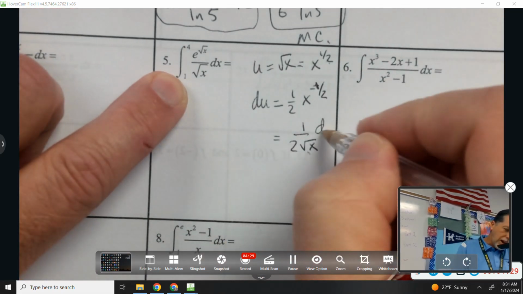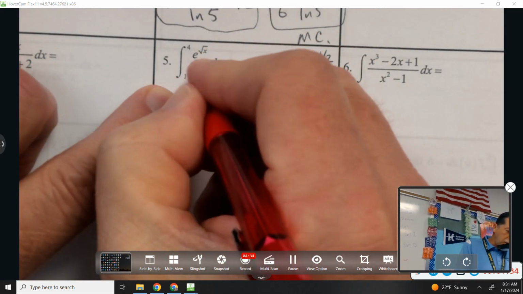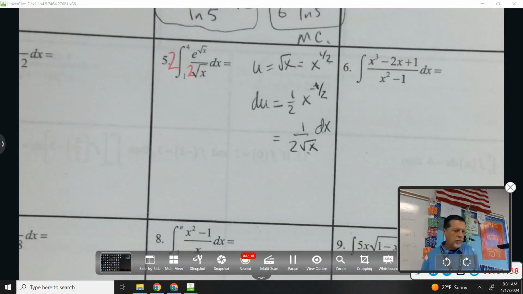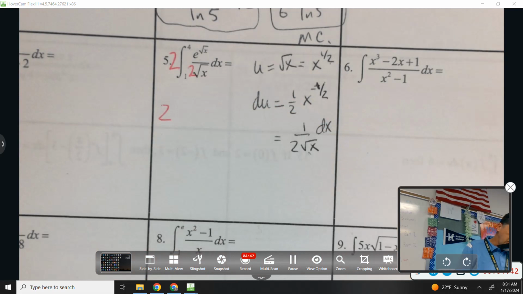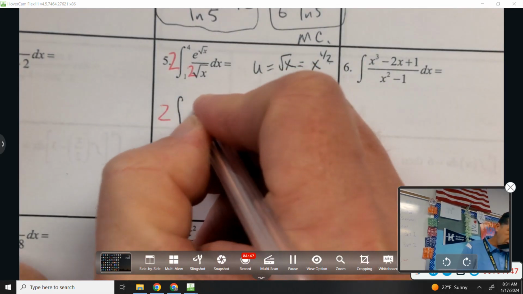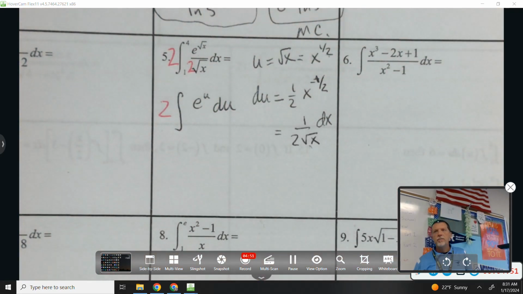Oops, need a dx on that. So this is good. So this is almost du. If I put a 2 in the bottom, which means I need a 2 in the top. So a 2 out front, antiderivative of e to the u du. That's always the name of the game in u substitution. If you pick it right, you end up with an easy integration.